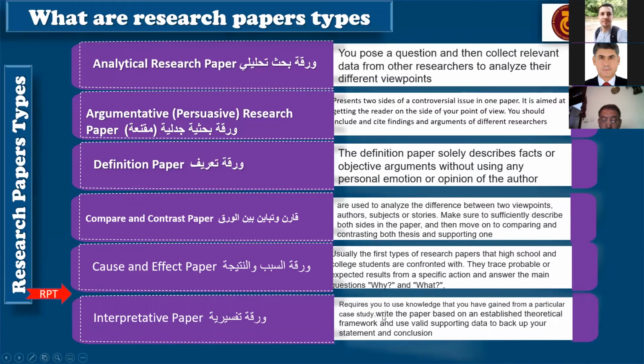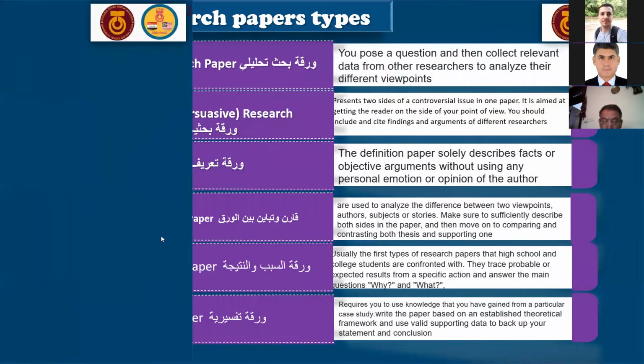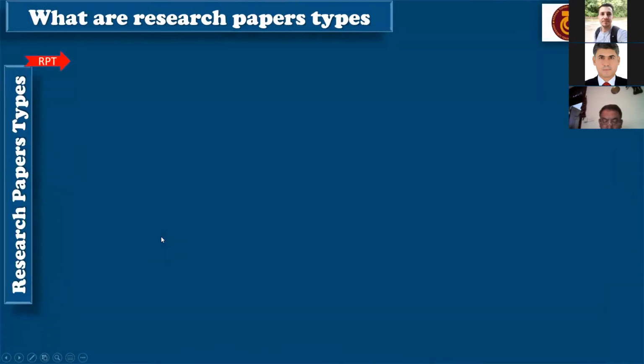We have the other type of paper, we say interpretative paper, which requires you to use the knowledge that you have gained from the particular case study, write the paper based on the established theoretical framework and use valid supporting data to back up your statement and conclusion. There are some types of research paper. We have the other types, because generally I need to explain all the types.